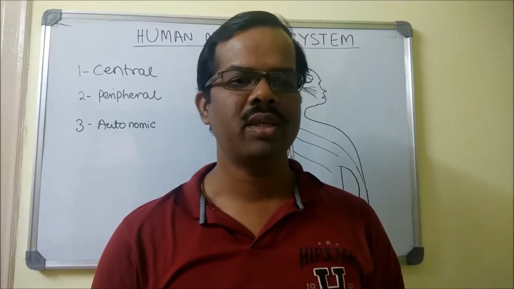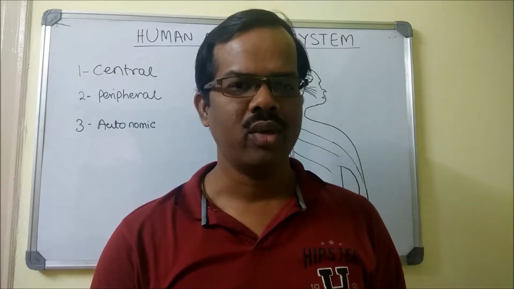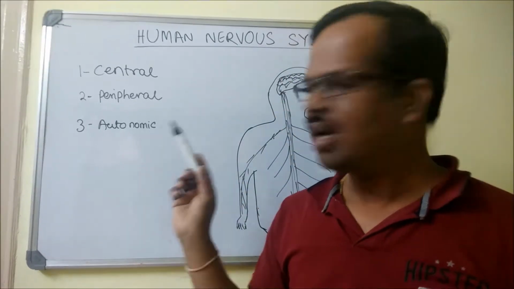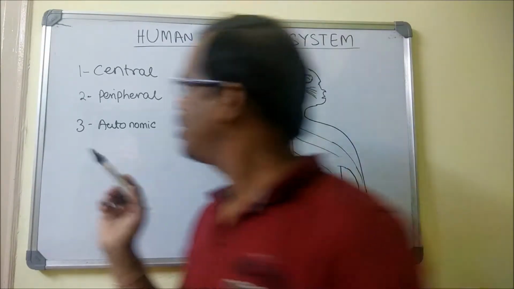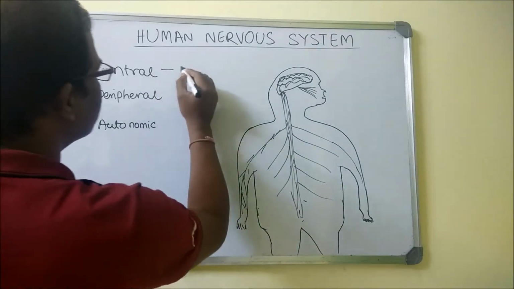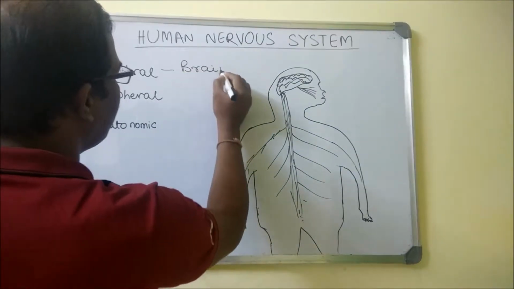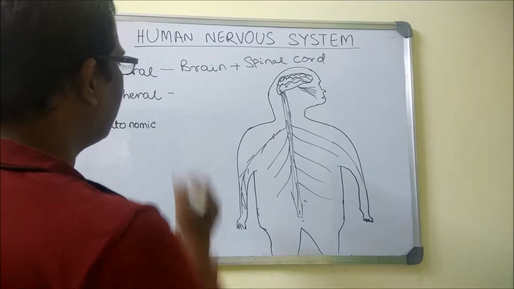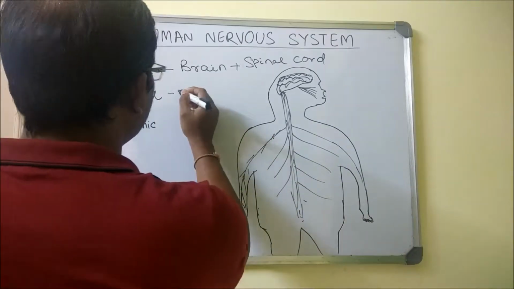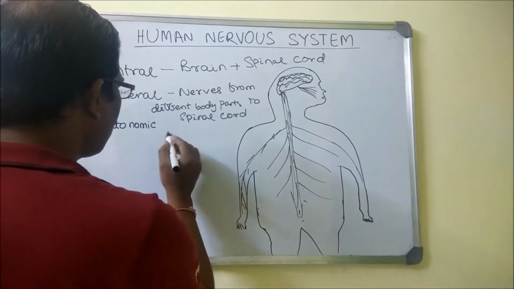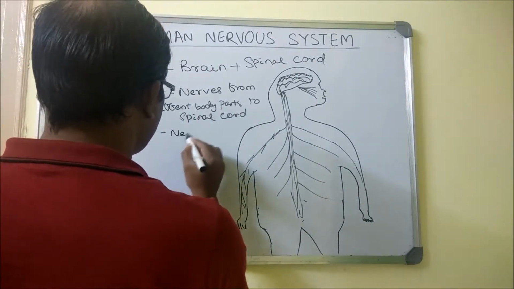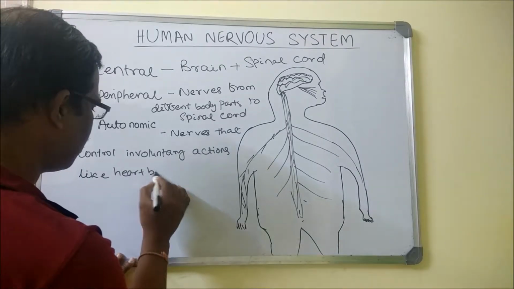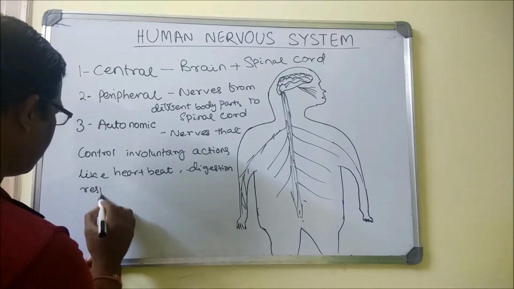This nervous system is divided into three categories. One is the central nervous system, the peripheral nervous system, and the autonomic nervous system. The central nervous system is the brain and the spinal cord. The peripheral nervous system consists of the nerves from different parts of the body to the spinal cord. The autonomic nervous system consists of nerves that control involuntary actions like heartbeat, digestion, respiration, etc.